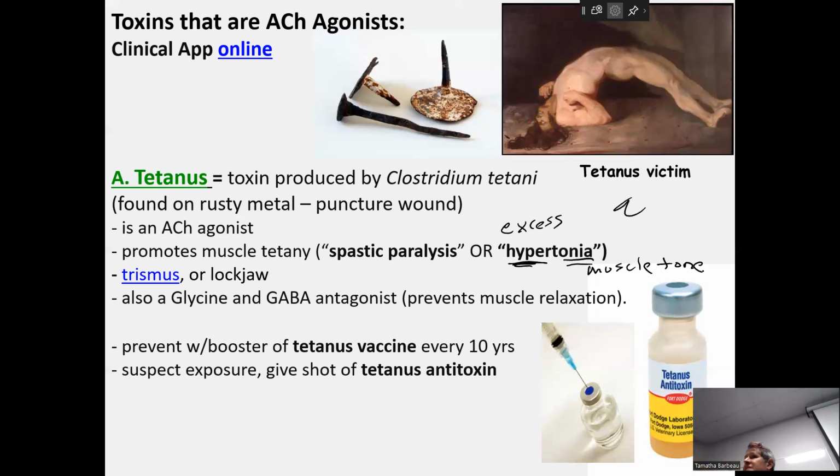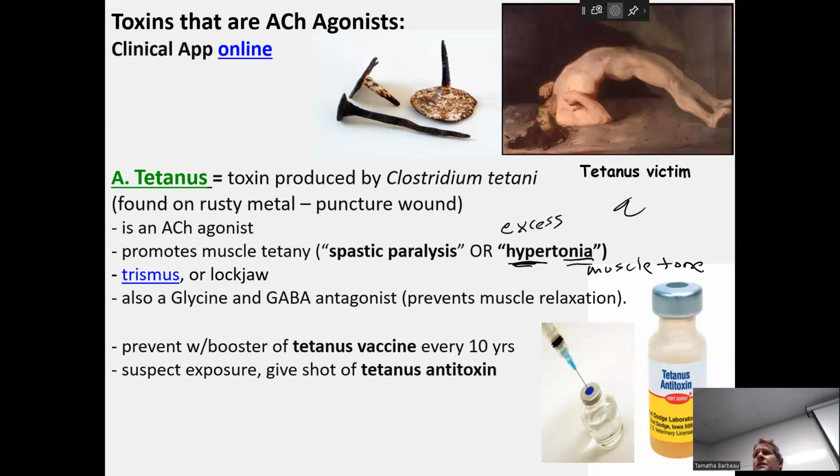And then it progresses to the rest of the body, eventually going after the respiratory muscles. Tetanus, more recently, we found it to be a glycine and GABA blocker. So we've got a two-pronged attack on your skeletal muscles, causing them to lock up.